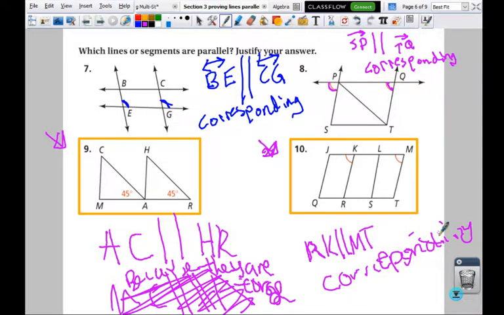Alright, and then only one thing to watch out for as you guys do these. What kind of things are AC and HR in question 9? Are they rays? Are they lines? Are they segments? They're segments, right? A and C and H and R are segments, so we need to have the line on top for segments. Same thing here. These are both segments. Make sure you have those lines on top. They have 2 endpoints. That's what I meant.